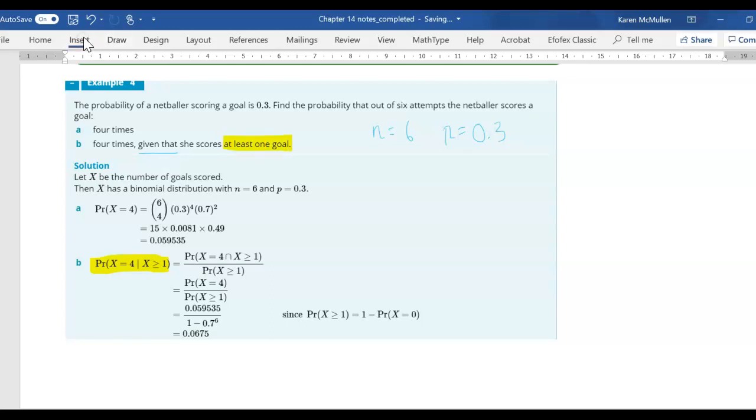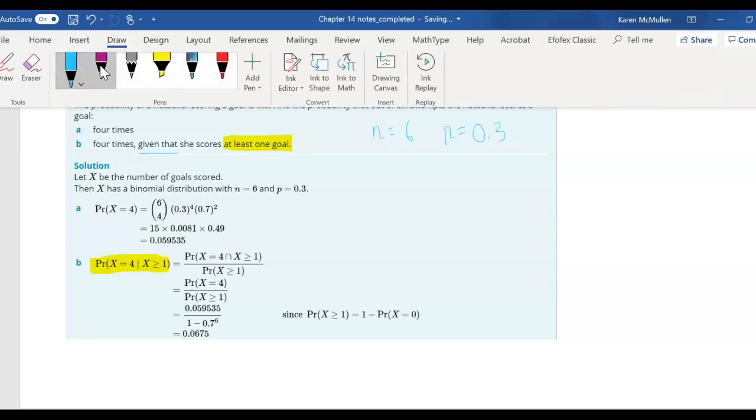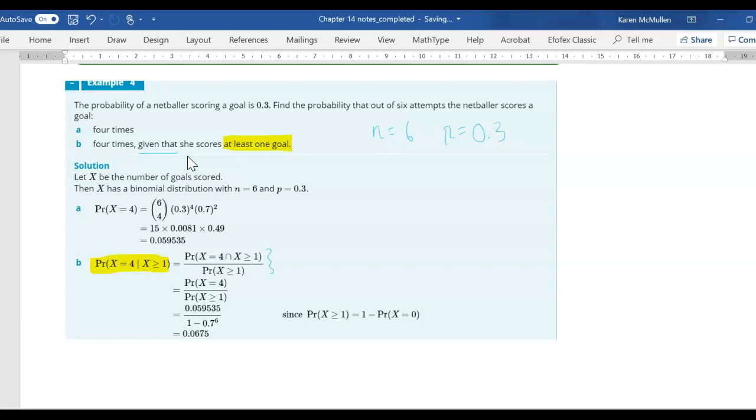Here they've written their conditional probability formula and just substituted the values in. So we want to find the intersection between x equals 4 and x is greater than or equal to 1. The only thing that those two have in common is x equals 4. And then on your denominator, you have the condition, so x is greater than or equal to 1.